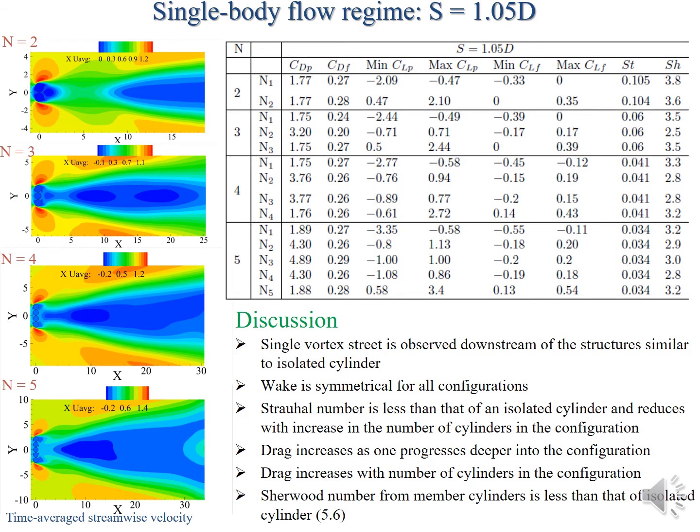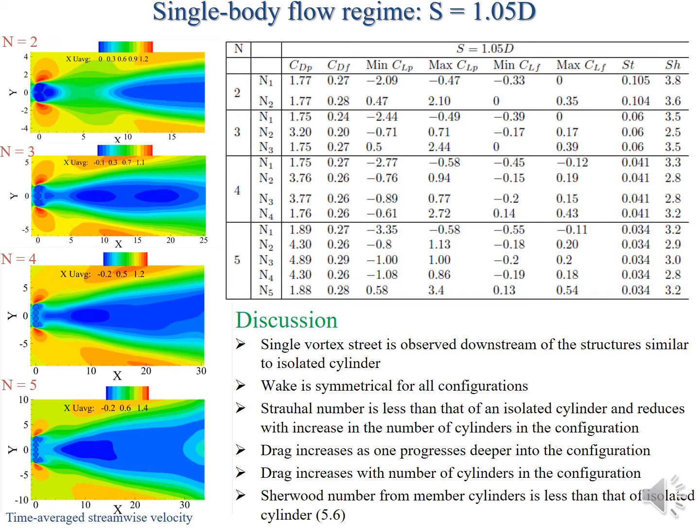So let's go to the flow structures. In the flow structures, we find that there is actually a single vortex street downstream, and that single vortex street resembles that of the isolated cylinder, but we have a difference in that we have base bleeding. If you look, the wake is not really attached to the cylinders, and that effect is actually known as wake bleeding.